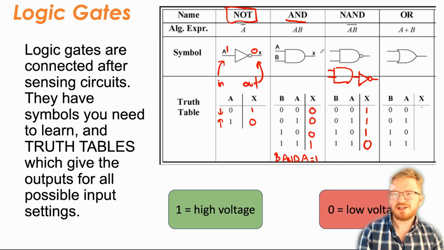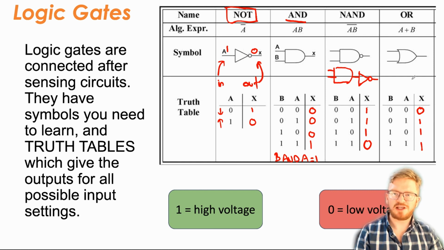For an OR gate, it will give you out a 1 or a true whenever either A or, hence the name, B are true. So when they're both 0, it will give a false. But when A or B, or in fact both of them are true, it will give a true output as well.